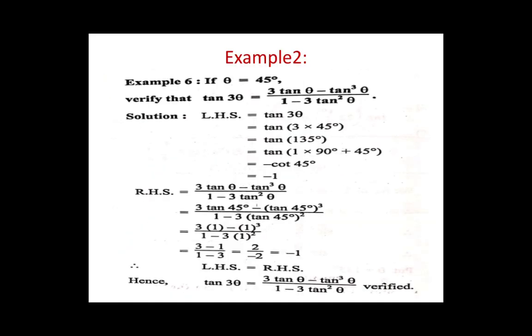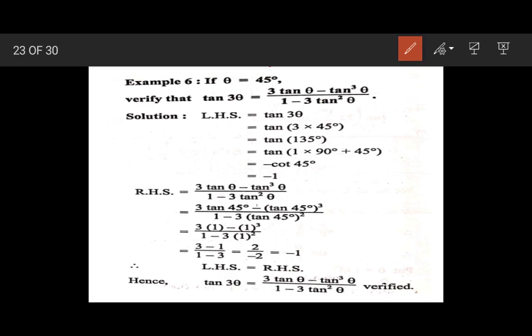So second example, if theta is 45 degree, then verify that tan 3 theta is equal to 3 tan theta minus tan cube theta upon 1 minus 3 tan square theta. Okay, formula is given. This is nothing but formula of tan 3 theta. And question is verify this. So how to verify? For verification, we have to substitute the value of theta. So first we will take left hand side.